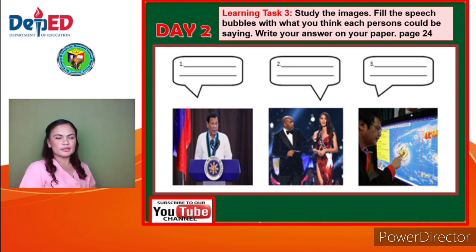On the first picture, we have the picture of Mr. President Duterte. The second picture is a picture of Miss Catriona Gray, and on the third picture, we have a picture of a weather reporter. So, you might think of what each person is saying, and you can use the direct speech of each person.